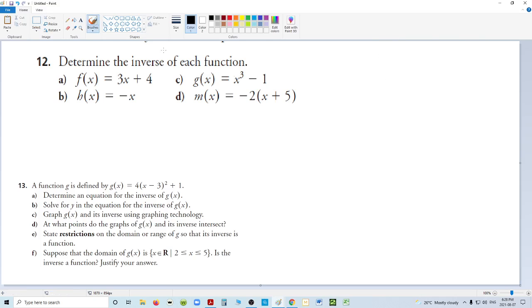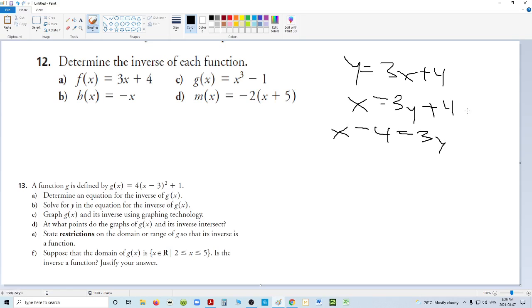Determine the inverse of each equation. Well, start by rewriting the equations in terms of x and y. Then swap the x's and y's. I'm doing the first one. Then use reverse BEDMAS to get this y all alone. See if you can see what I did here. What did I do there? I subtracted 4 from both sides. Now what do I got to do to this to get y alone? I got to divide both sides by 3.